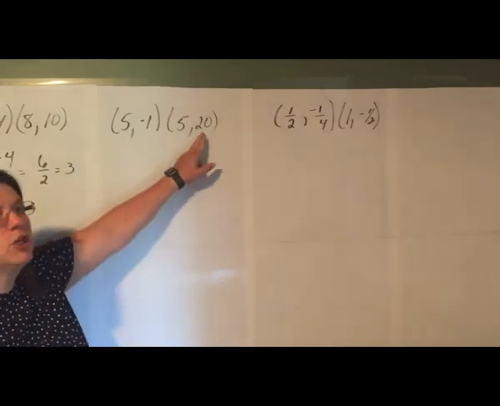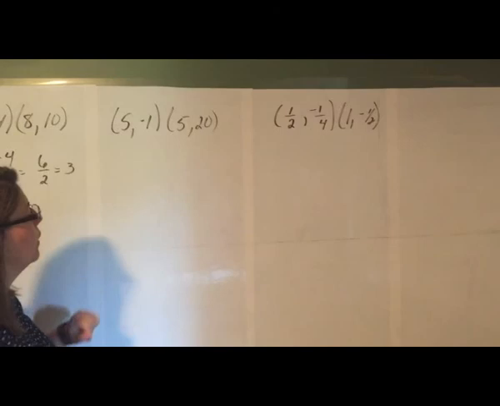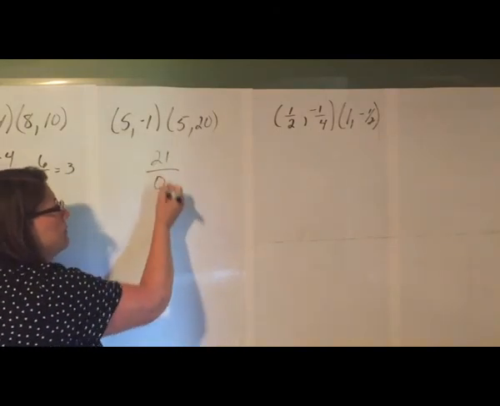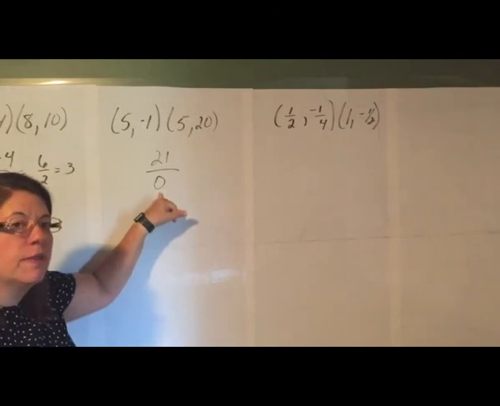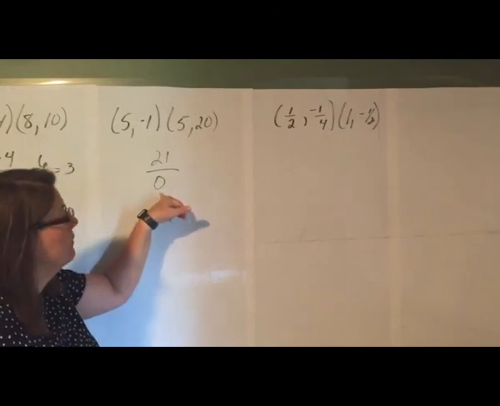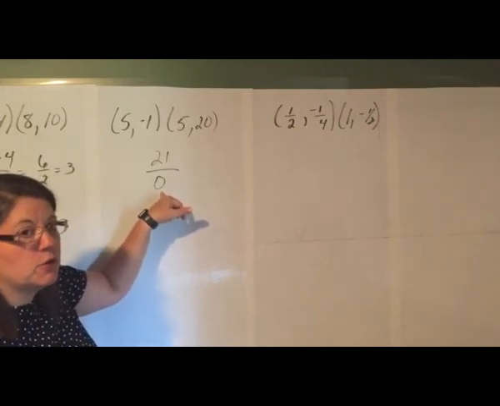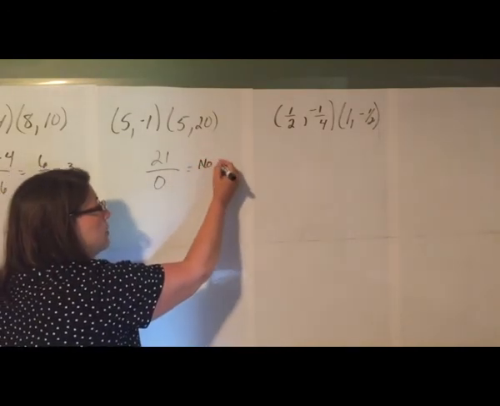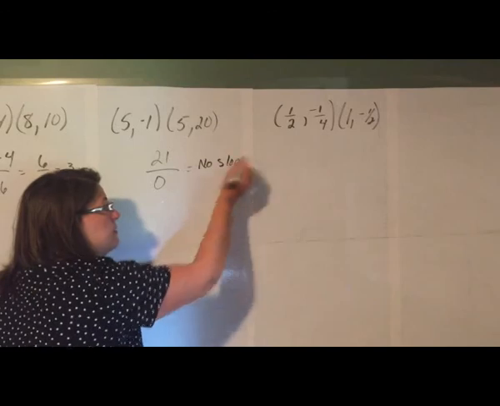Okay, for the first one, 20 minus negative 1 is 21. 5 minus 5 is 0. Remember, when you have 0 on the denominator, you have division by 0, which you cannot do. So that would be no slope or undefined.